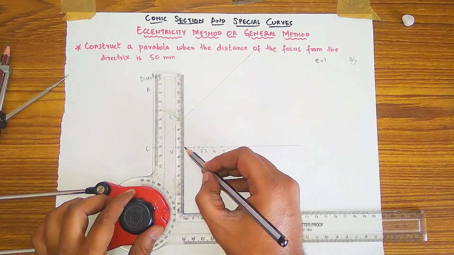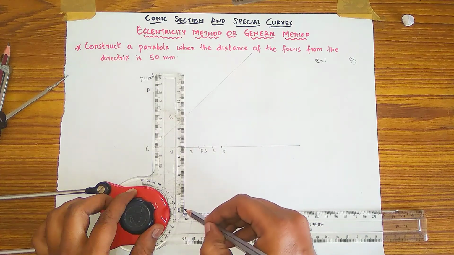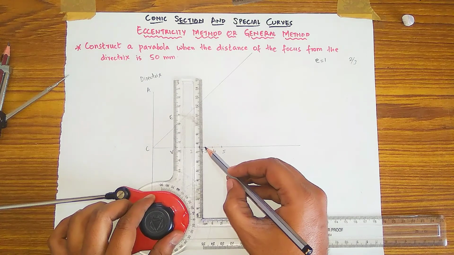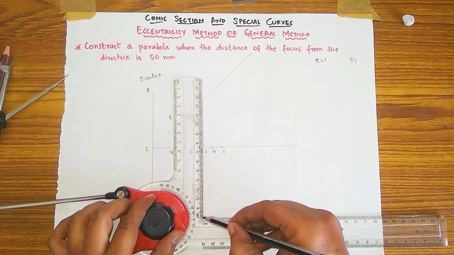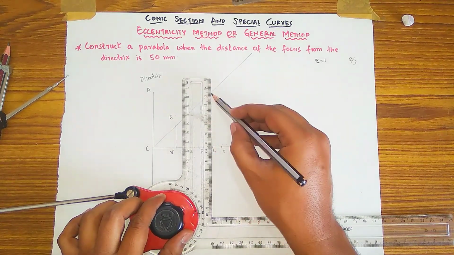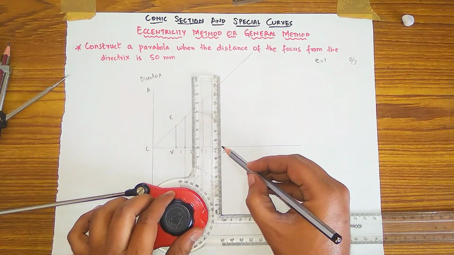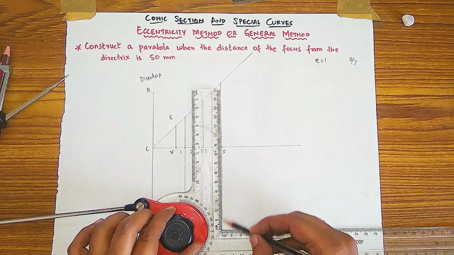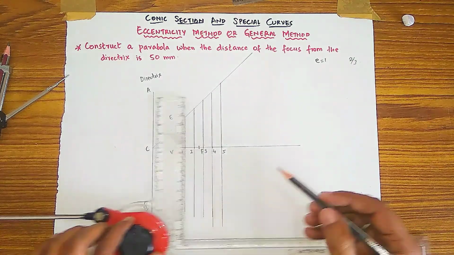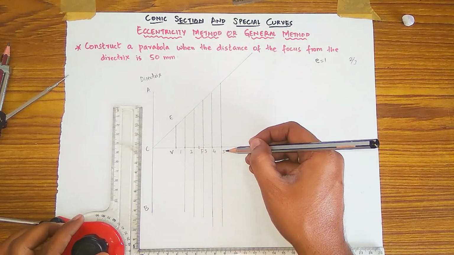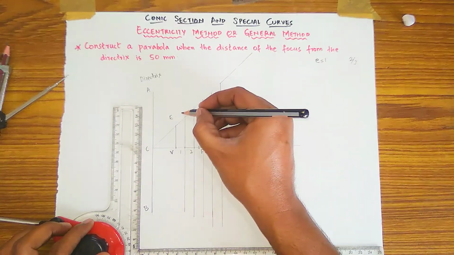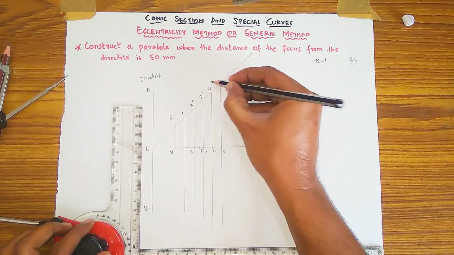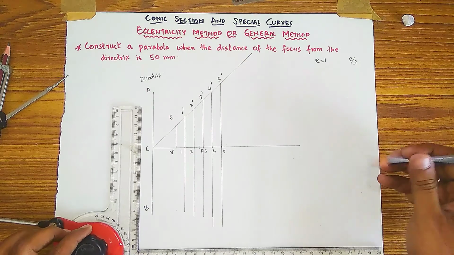Then from those points 1, 2, 3, 4, 5 you have to draw perpendicular lines to the normal. After labeling 1, 2, 3, 4, 5 here, the points upward you have to label as 1 dash, 2 dash, 3 dash, 4 dash, 5 dash. Like this you have to do.